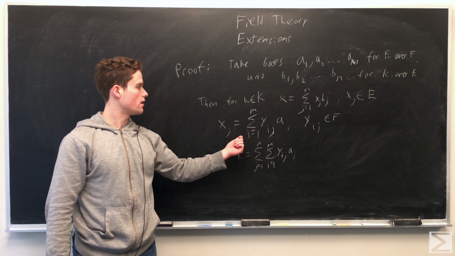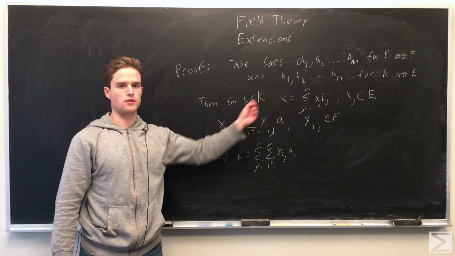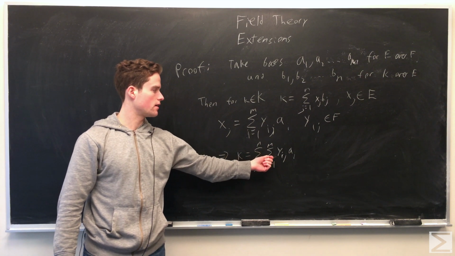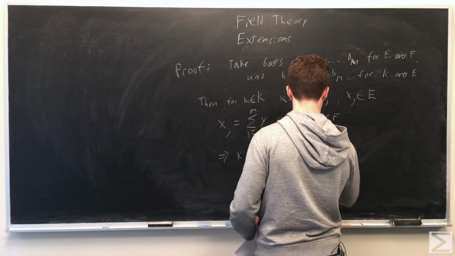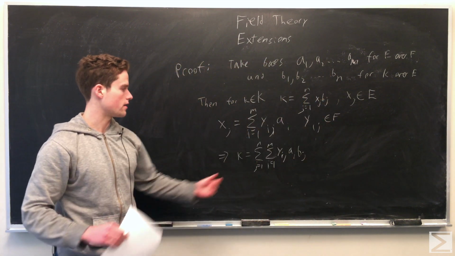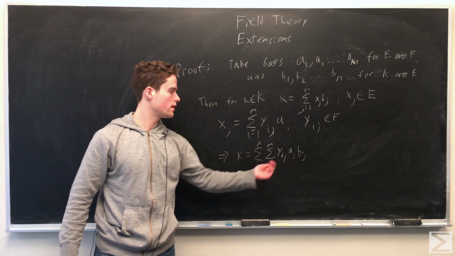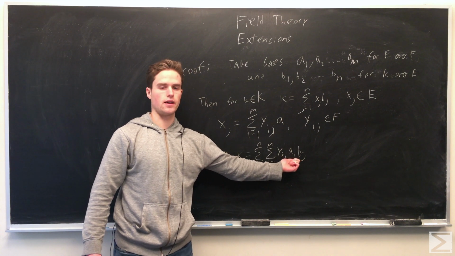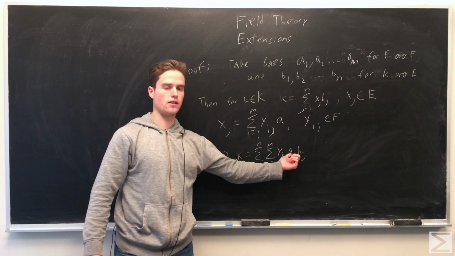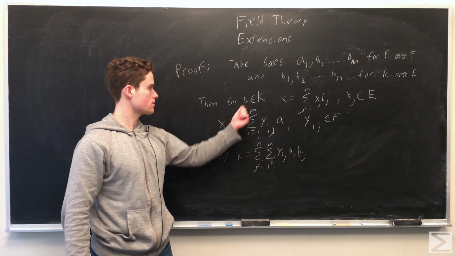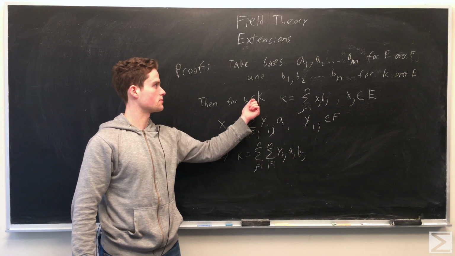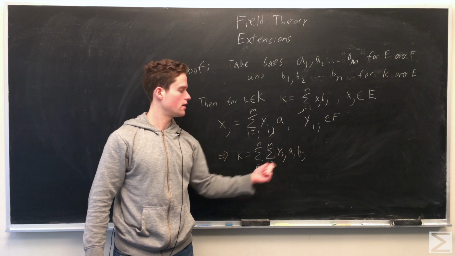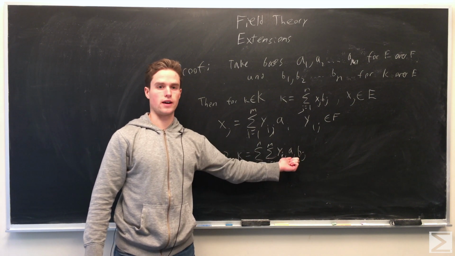So plugging in the xj's to our expression for our arbitrary element from K, we get k equals some double sum of elements yij times ai bj, where the yij are all in F. This shows that these elements form a spanning set for our space K over F. So these ai bj's are a spanning set. So we just need to make sure that these are in fact independent.